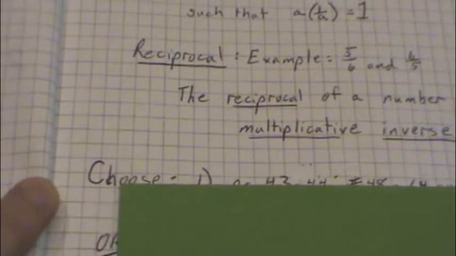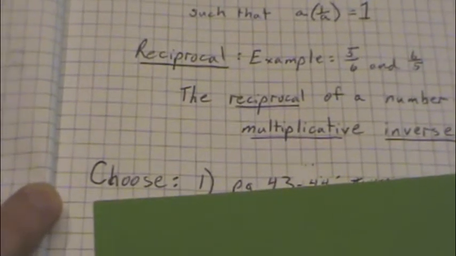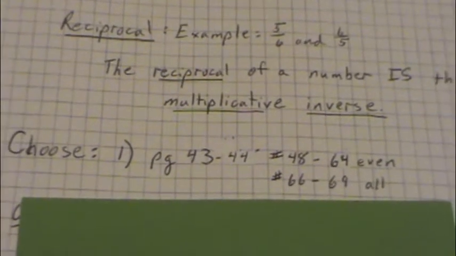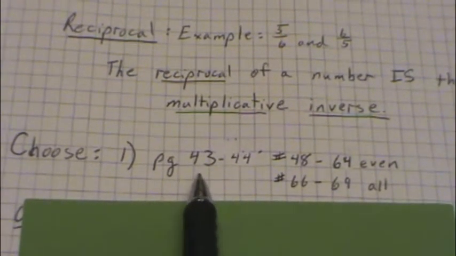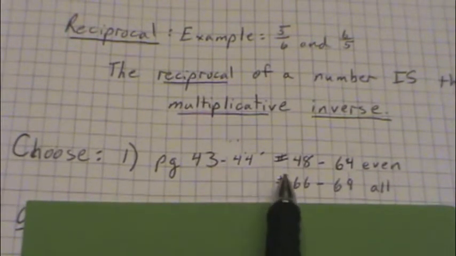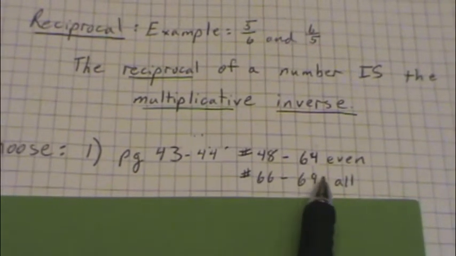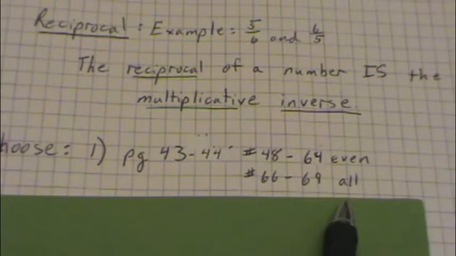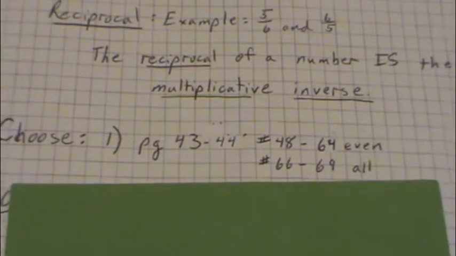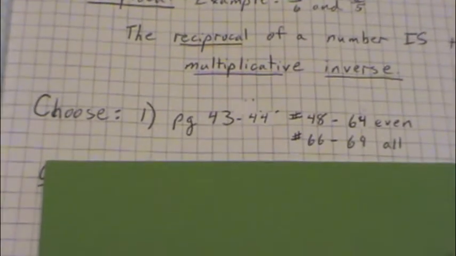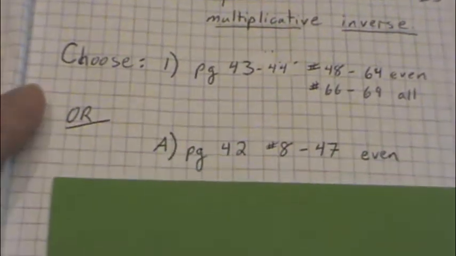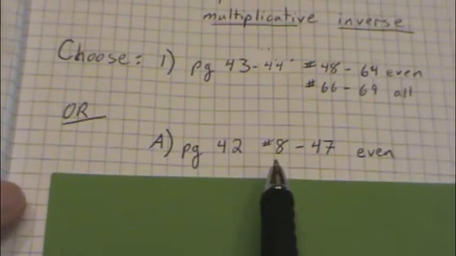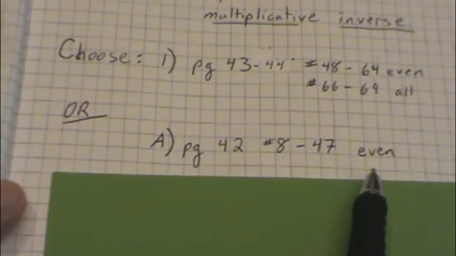If you feel like you can multiply and divide negative numbers in your sleep, then please go to page 43, and on page 43 and 44, do number 48 to 64 even, do number 66 to 69, all of them. If you want a little bit of review, just manipulating the multiplying and dividing, here's your other choice. On page 42, do number 8 through number 47 even.